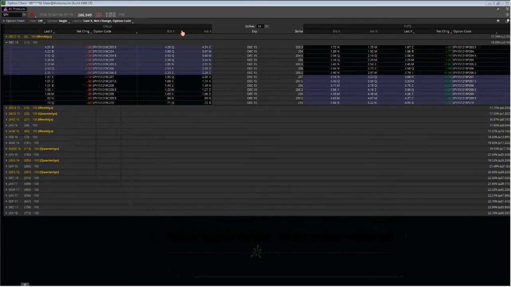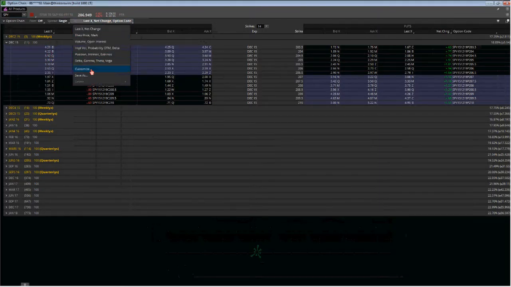Now, the other parts I have up here right now are the bid and the ask. That's no different than if you were looking at a stock. The bid, what is that? That's what somebody's willing to pay, right? And the ask, that's what somebody's trying to sell it for. This last column over here, that's just the last trade that was made. So you see that 203.50 call, the bid's 4.25, the ask is 4.34, but the last trade was 4.31.